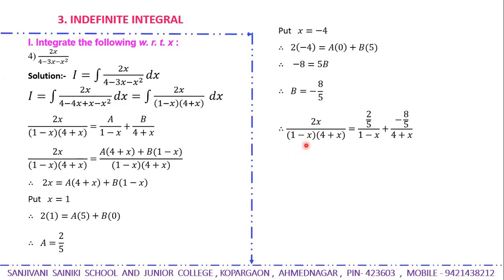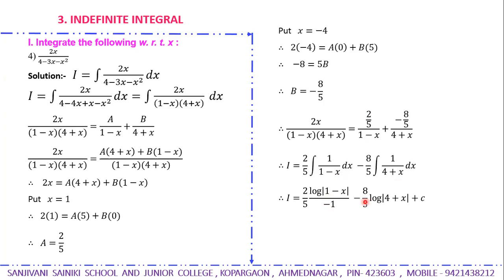Now we'll put these two values in this equation. So 2x upon 1 minus x into 4 plus x is equal to 2 by 5 upon 1 minus x plus minus 8 by 5 upon 4 plus x. So 2 upon 5 into integral of 1 upon 1 minus x dx minus 8 by 5 integral of 1 upon 4 plus x dx. So integration of this is 1 log of modulus of 1 minus x upon coefficient of x, which is minus 1. Here log of 4 plus x and the coefficient of x is 1, so no need to write. So the integral is minus 2 by 5 log of modulus of 1 minus x minus 8 by 5 log of modulus of 4 plus x plus c.